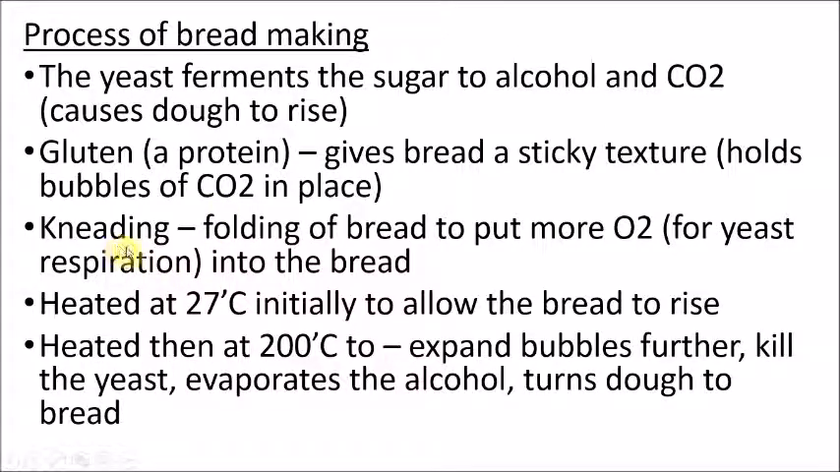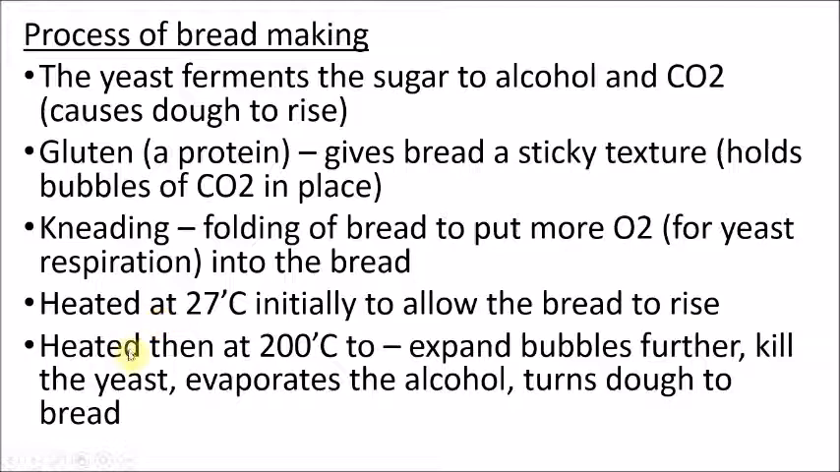Kneading is the process where you start rolling and folding the bread, and it adds more oxygen into the bread, and this can be used for respiration by the yeast. It's heated at 27 degrees initially because you want yeast to respire, and if it gets too hot, the yeast will denature. So you want the enzymes to be able to work as well. So keeping it at that 27 degrees Celsius temperature is good because it allows the yeast to work to make the bread rise, and it allows the enzymes to break that starch down into glucose for the yeast.